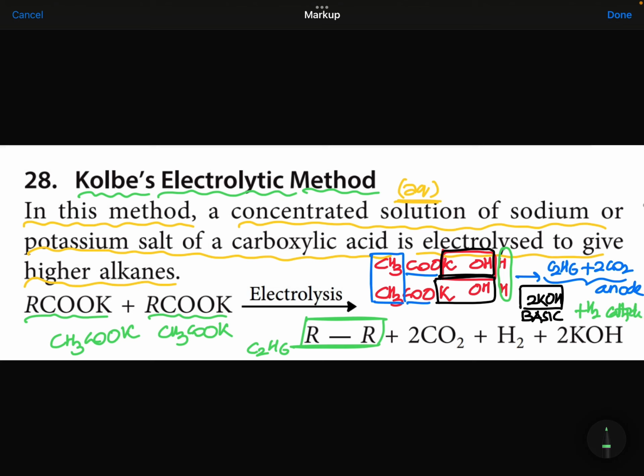So 3 questions. What will we get at the anode? Hydrocarbon and carbon dioxide. What will we get at the cathode? Hydrogen gas. What is the final nature of the solution? That is basic in nature.